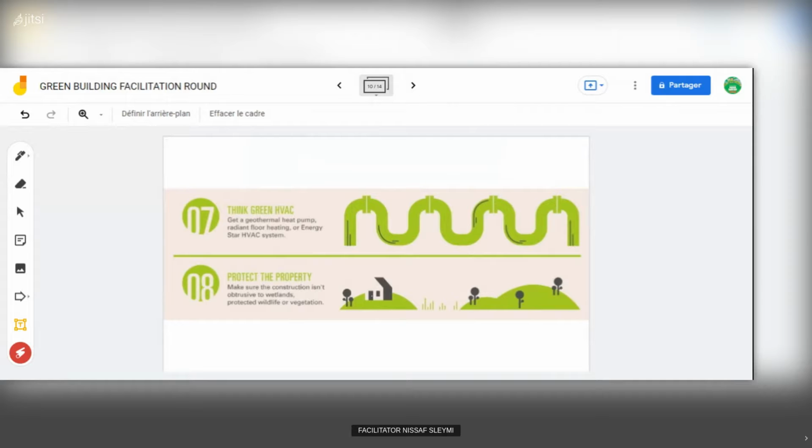You have to get also radiant floor heating. You have to get an Energy Star HVAC system. You implement this kind of system for your green buildings. So you have to pay attention to the type of HVAC system that you are going to install.